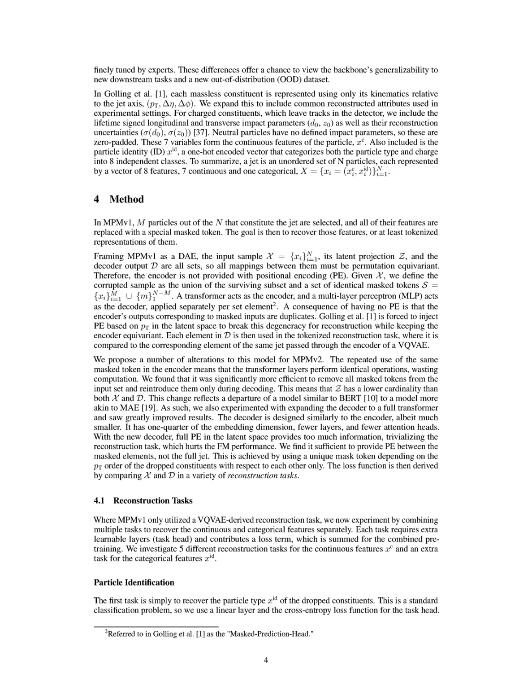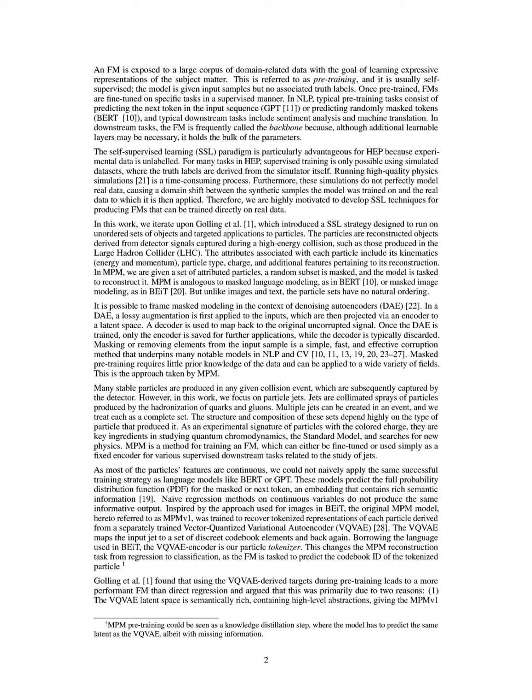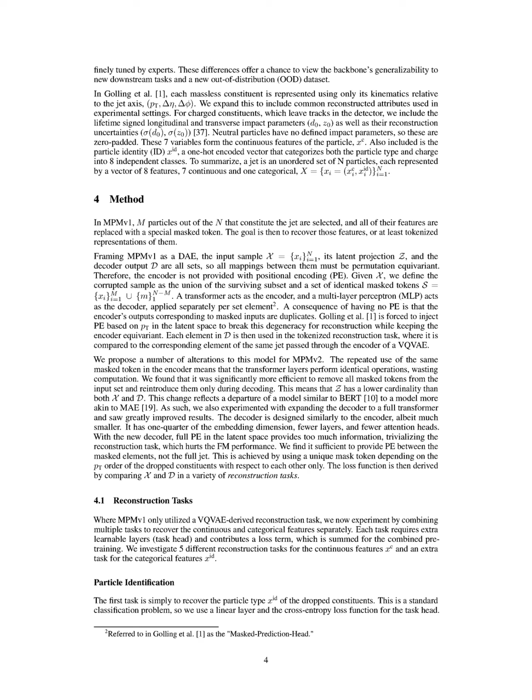The MPMV2 algorithm operates through a series of steps involving an encoder, decoder, and multiple reconstruction tasks. First, the algorithm takes a set of particles representing a jet, where a random subset of these particles is masked. The encoder processes the remaining particles to produce a latent representation, which is then passed to the decoder. The decoder, designed as a smaller transformer, reconstructs the masked particles based on the latent representation, utilizing positional encoding only for the masked elements to maintain efficiency.